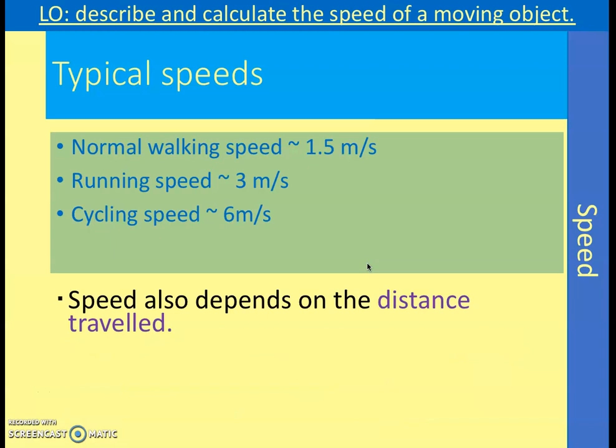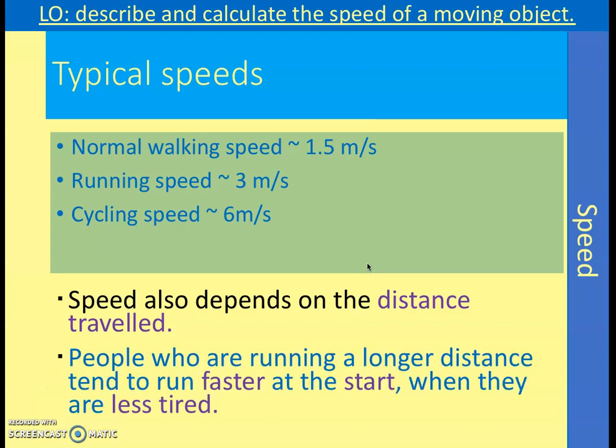It also depends on the distance travelled. So if I know that I'm only going to go down the road to the shop, or have to go all the way into town, that kind of idea. So people who are running a longer distance tend to run faster at the start when they're less tired, but as they go on, they tend to slow down. Or some people who are running marathons, they tend to start off at a quite slow, steady pace to save their energy and then speed up later on. They don't travel at that exact same speed for the entire journey.